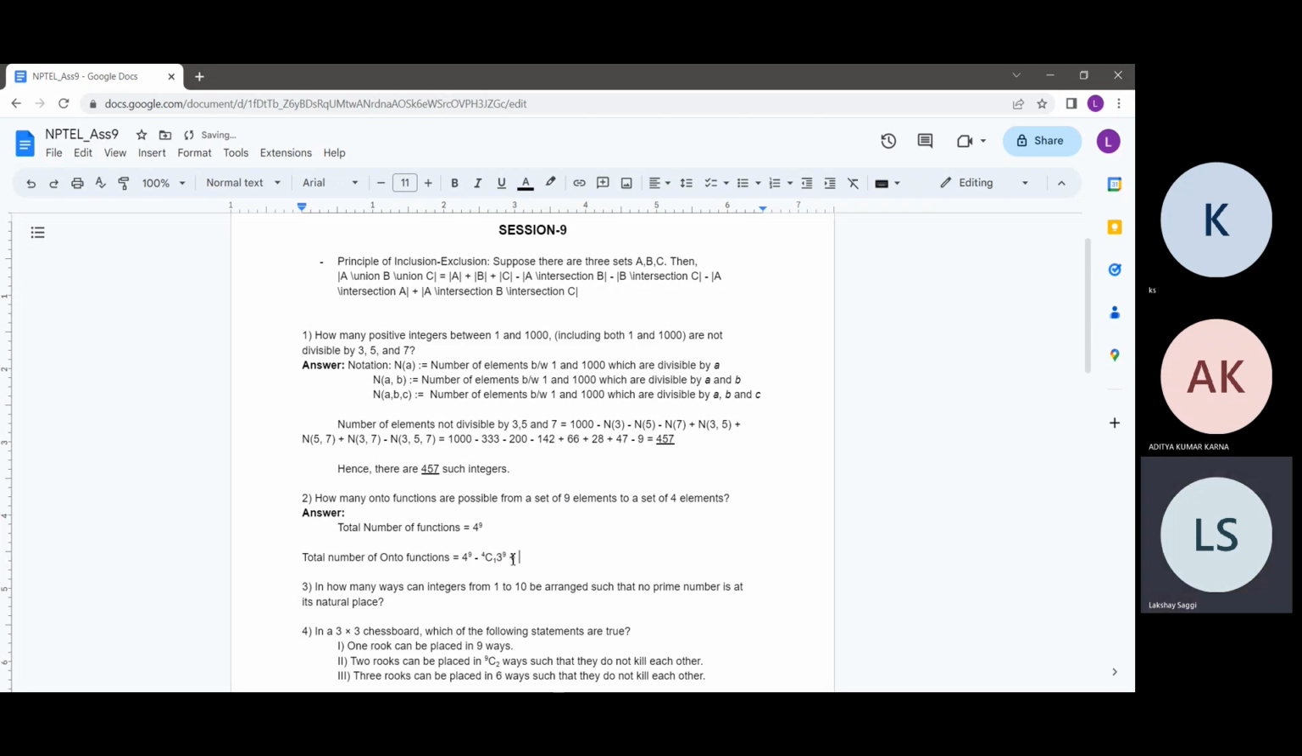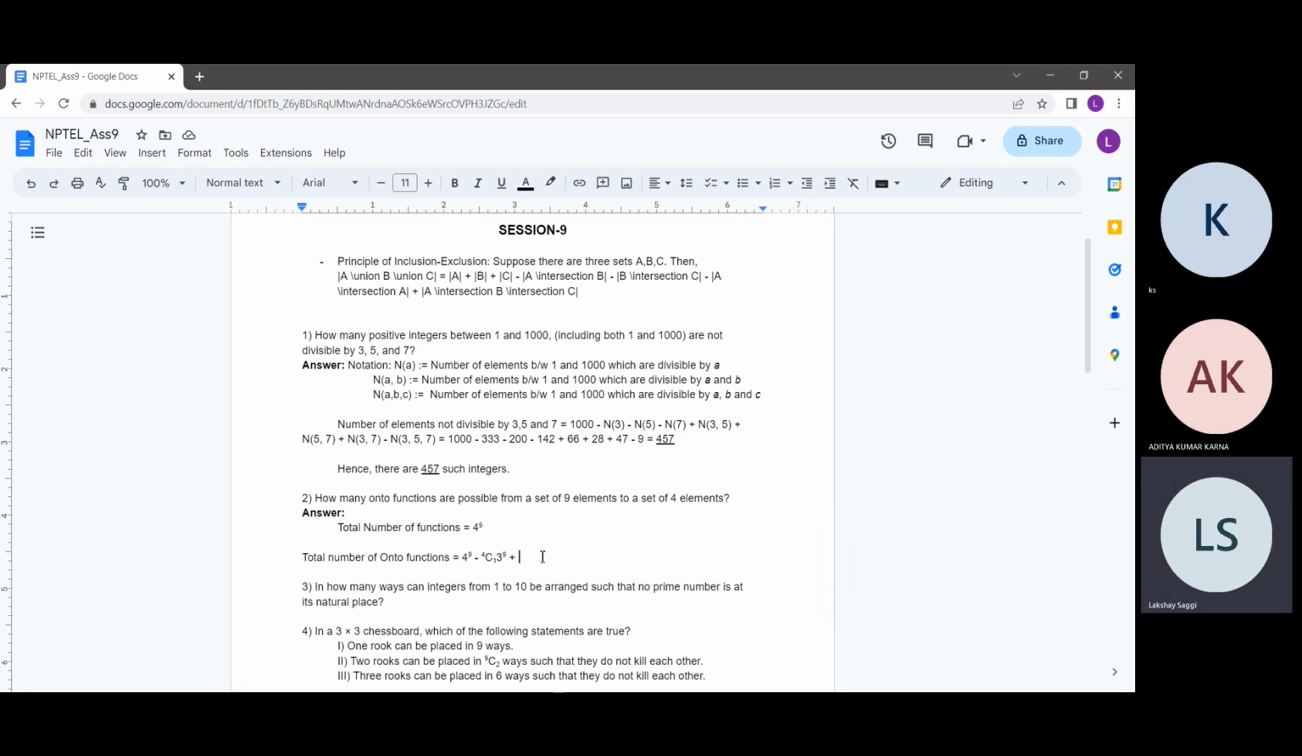And now while subtracting this from the total number of functions, suppose the four elements were E1, E2, E3, E4. From this total number, I subtracted the number of functions corresponding to when E1 is not mapped, and one time I have subtracted when E2 is not mapped. So I have subtracted those cases twice in which E1 and E2 both are not mapped. Right? I hope you guys understand what I'm saying.